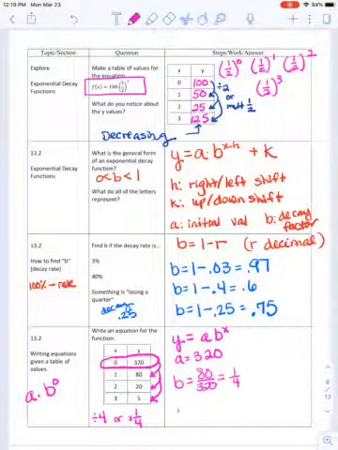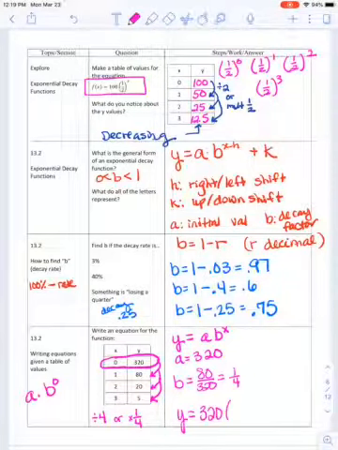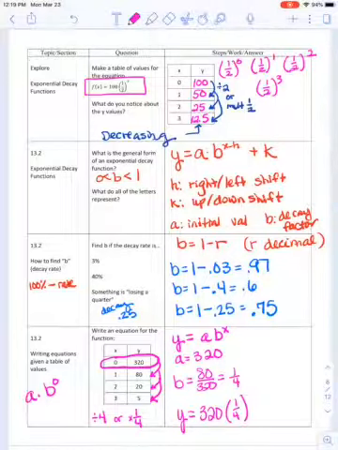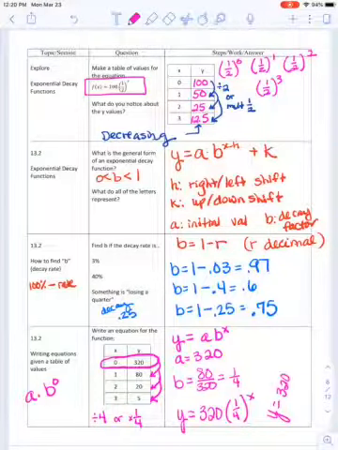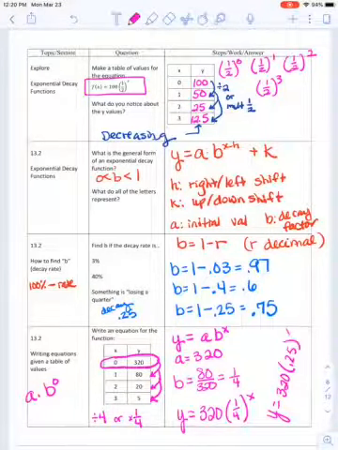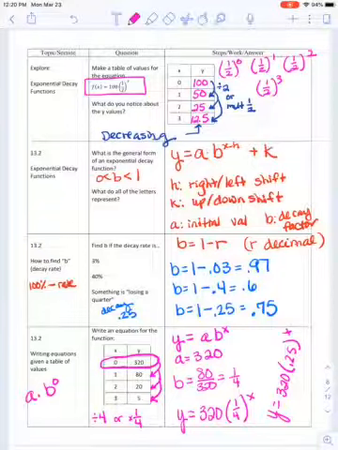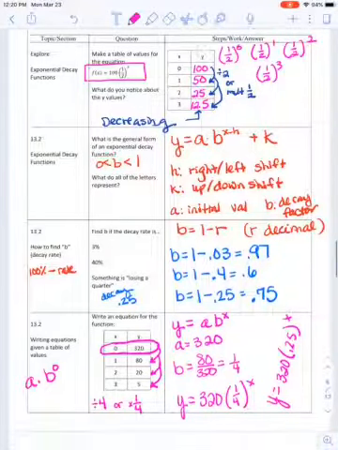So what's our equation? Y equals 320 times 1/4 to the x power. Or if you prefer, you can say y equals 320 times 0.25 to the x power. I will accept either one of those. I don't care if it's the decimal or fraction. If you were taking ACT or SAT, if you got one, you would know that the other means the same thing.